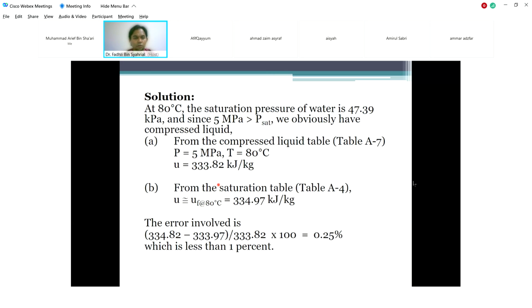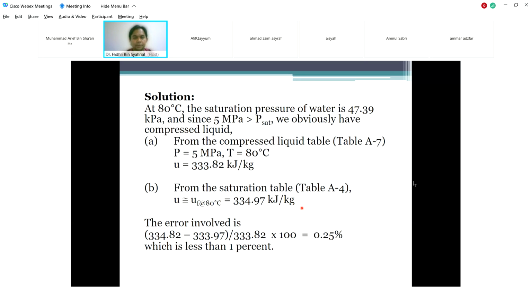This is the solution. So for the case of compressed liquid, they have two solutions, A and B. What we did just now is B. From the saturation table A4, u can be approximated as uf at the given temperature by using the formula just now. So at 80 degrees C, the value is 334.97 kilojoule per kilogram.